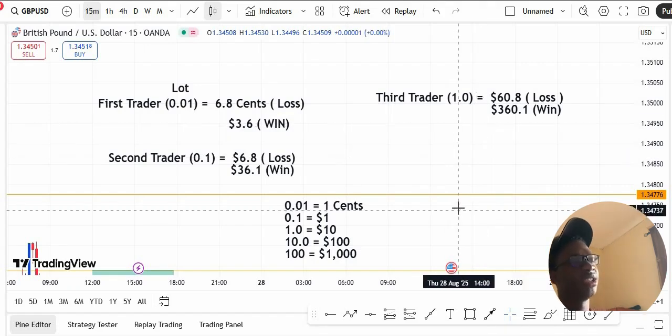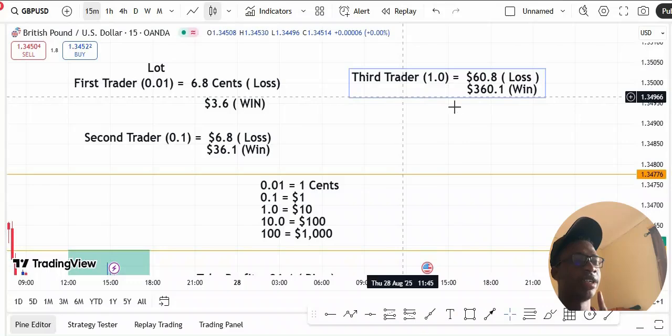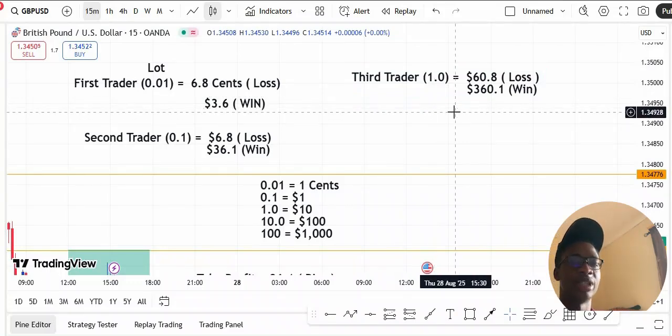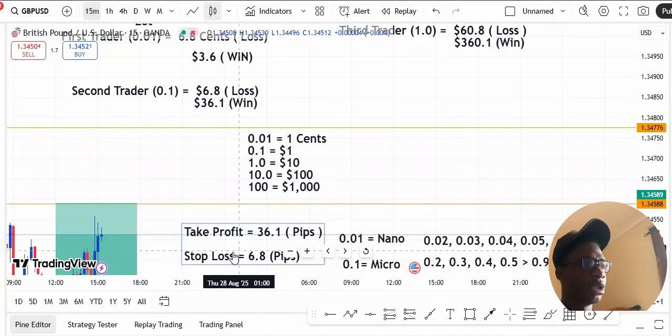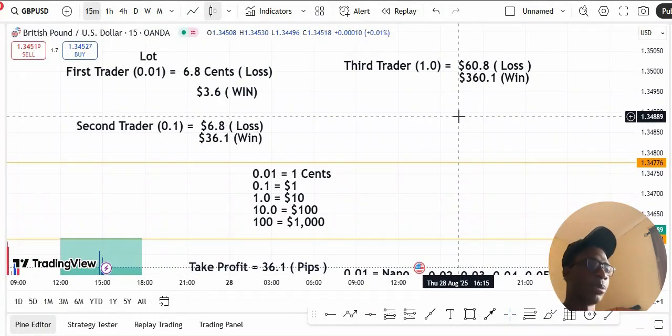Right? So there's one thing in common for these traders, that they have the same stop pips and win pips. But the thing that is not common between the three traders is their lot size. So I have an assignment for you guys. How much will the first trader make using the same take profit pips, which is 36.1, and the same 6.8 pips for the stop loss? I want you guys to answer that in the comment section, or you can drop me a message with your answer.